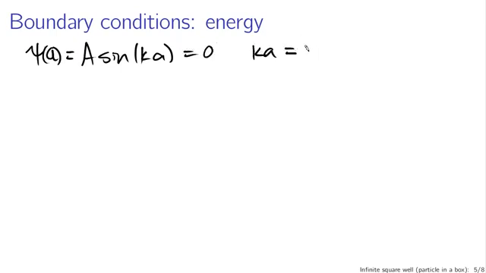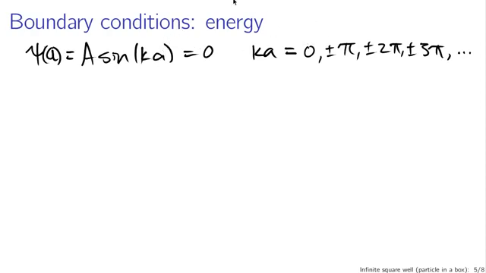So let me spell that out in a little more detail. Our psi of a wave function is A times the sine of k times a. And if this is going to be equal to 0, ka has to be either 0, plus or minus pi, plus or minus 2 pi, plus or minus 3 pi, etc. This is just coming from all of the places where the sine of something crosses 0, crosses the axis.